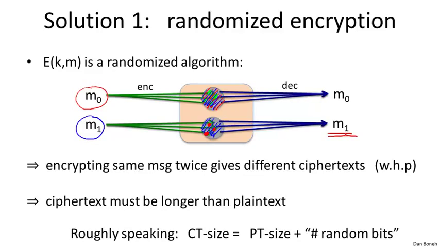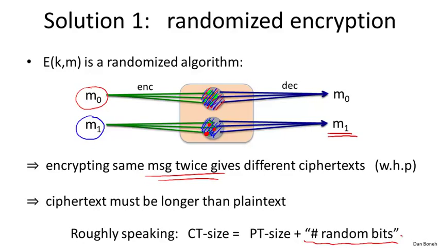In this way, since the encryption algorithm uses randomness, if we encrypt the same message twice, with high probability we'll get different ciphertexts. Unfortunately, this means that the ciphertext necessarily has to be longer than the plaintext, because somehow the randomness that was used to generate the ciphertext is now encoded somehow in the ciphertext. So the ciphertext takes more space. And roughly speaking, the ciphertext size is going to be larger than the plaintext by basically the number of random bits that were used during encryption.